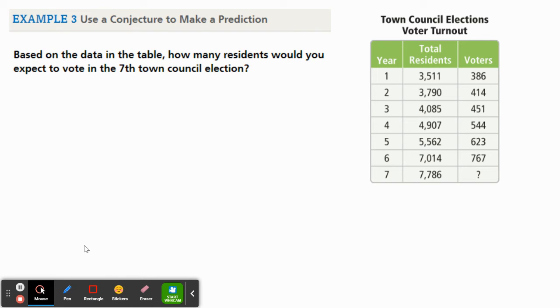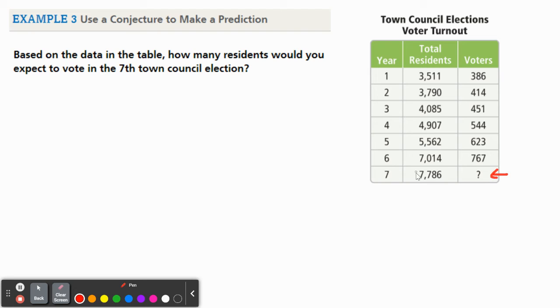Use a conjecture to make a prediction. Based on the data in the table, how many residents would you expect to vote in the 7th town council election? So in this table here, we have our year, we have the total residents given, and we have the number of voters. And we want to know what number would go there. That's our question.